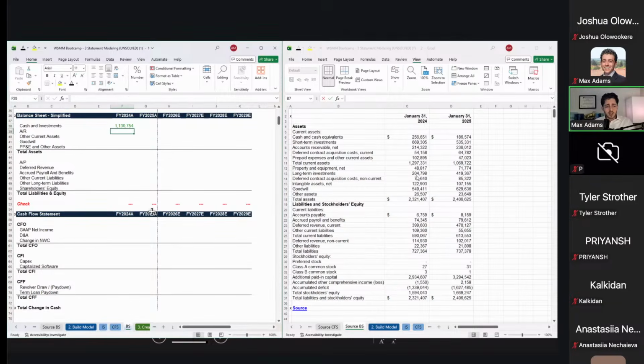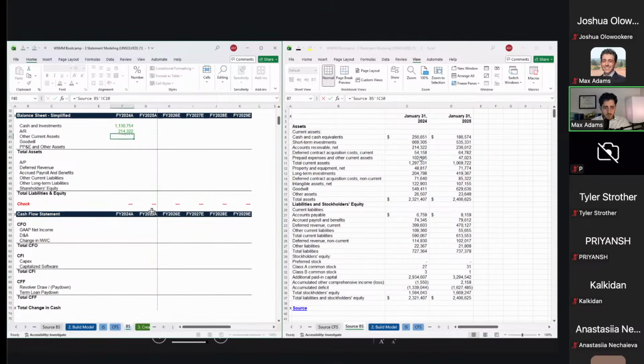Okay, so we've got our cash. Now what about accounts receivable? This one's pretty simple. We've got that over here, so I'm just going to link up the accounts receivable. Other current assets, this one we just have to sum up everything else that we have, which I think is just going to be this other current assets bucket.